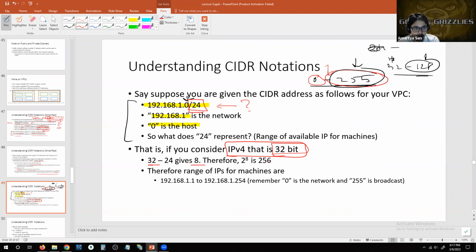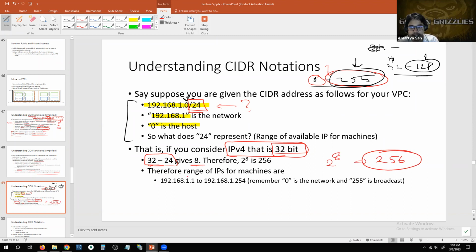So now, since we know it is a binary representation of each octet, what you need to do is take 8 and raise it to the power of the result of this subtraction. In this particular case, the result of the subtraction is 8. So that gives us 256 different values that can be used in this particular instance, right?